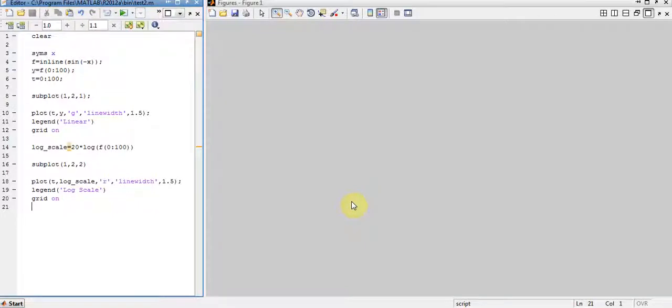Hi YouTube, the purpose of this screencast is to just visualize the difference between linear scale and a logarithmic scale. So we're gonna use MATLAB and its graphing utilities to see visually how a function behaves in our linear scale or in a logarithmic scale. So why do we use a logarithmic scale?